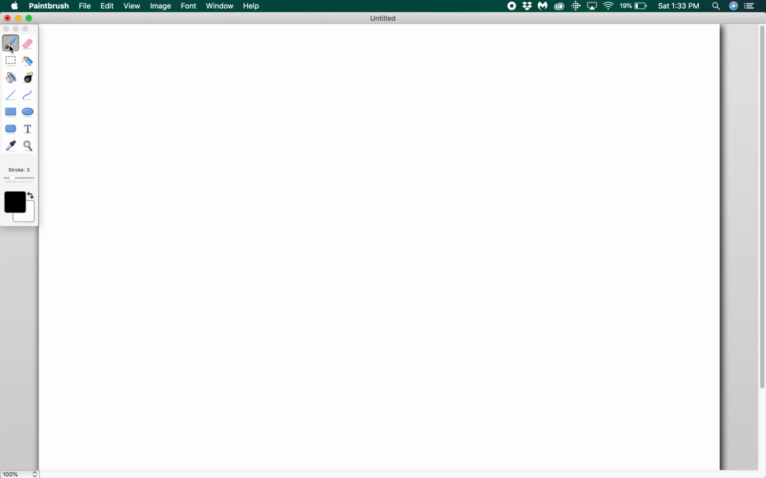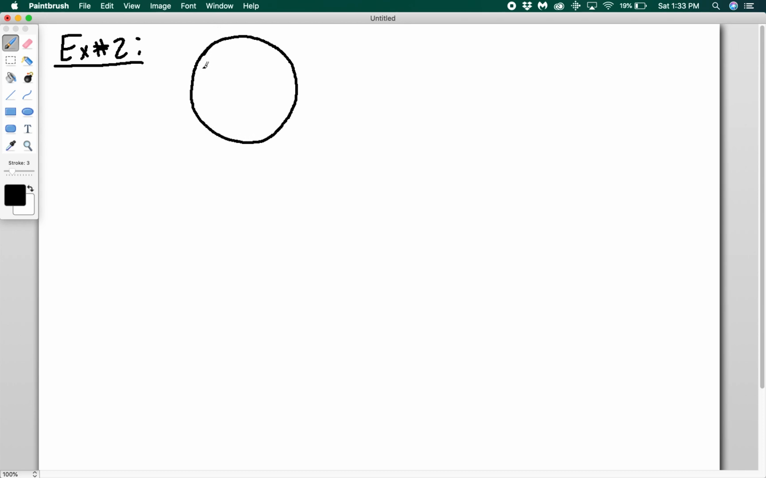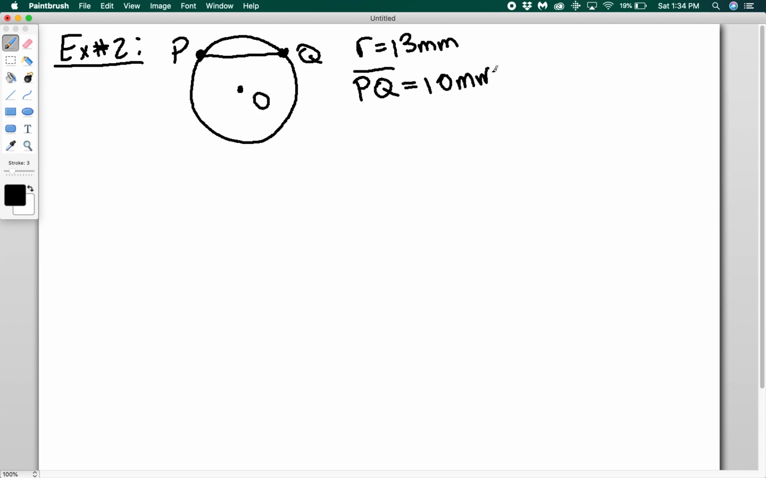Let's say this time I have a circle, with point P and point Q, and it has a chord that connects them. I'm going to have my center at O, and I'm going to say that the radius of this circle is 13 millimeters. I'm going to tell you that segment PQ, the length of it, is 10 millimeters.